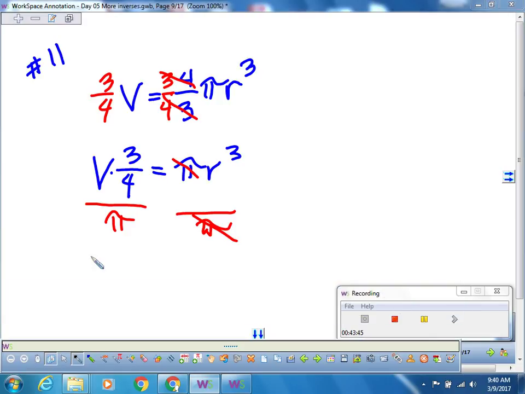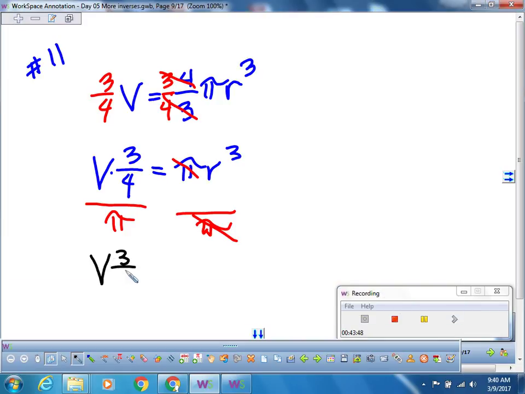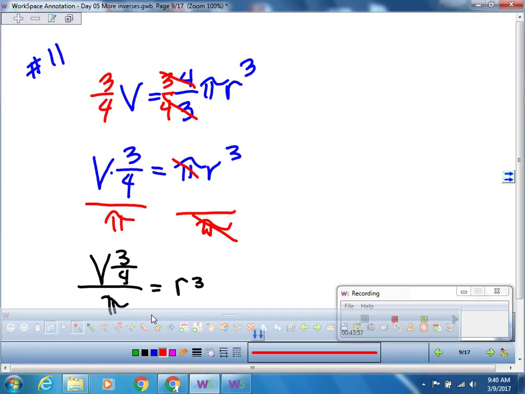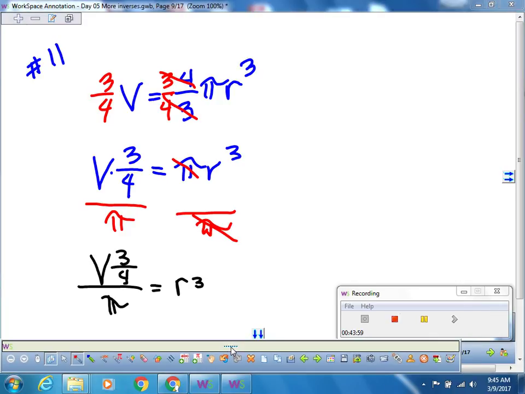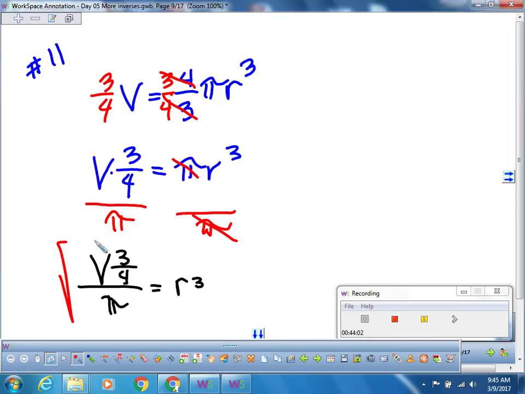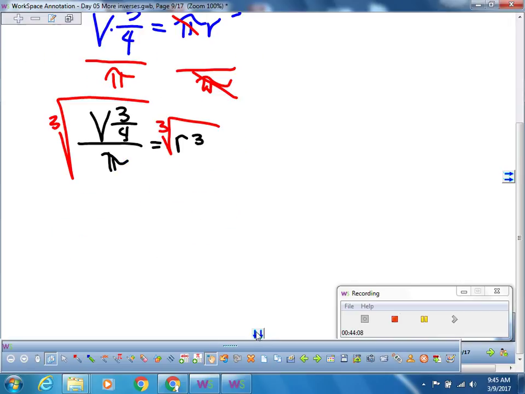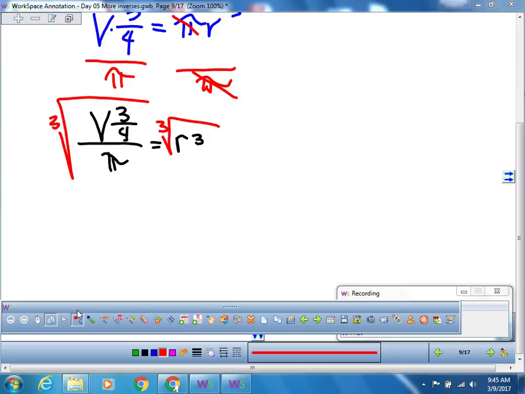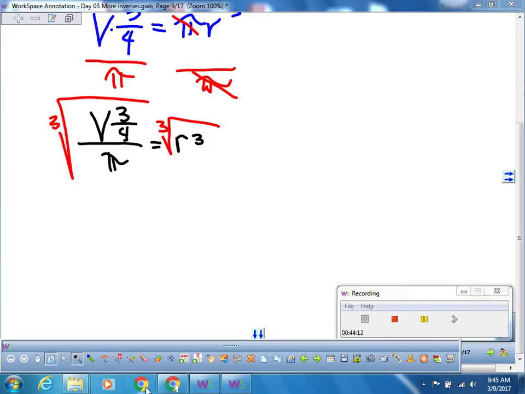Now I'm going to cube root it. You see that, Essence? I don't want to cube it until it's all by itself. Or cube root it, I should say. Because pi over pi is 1.